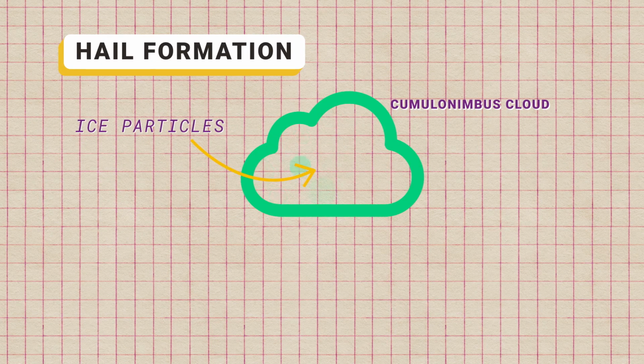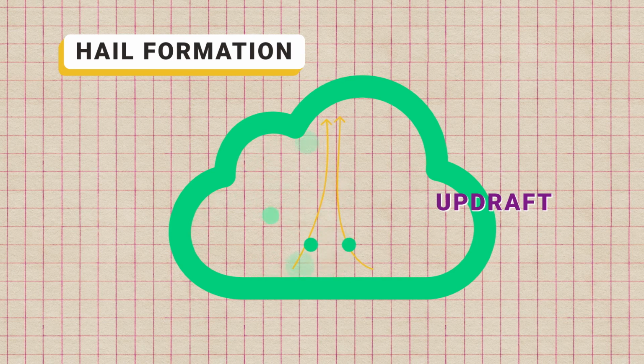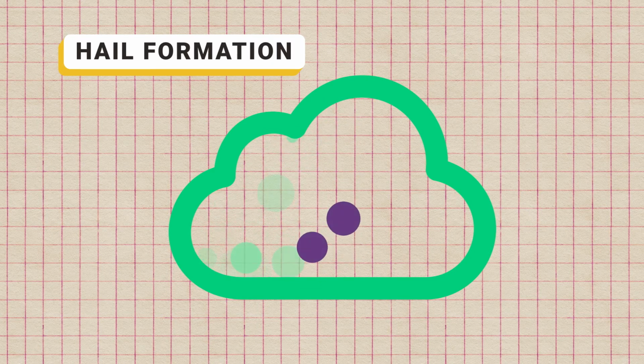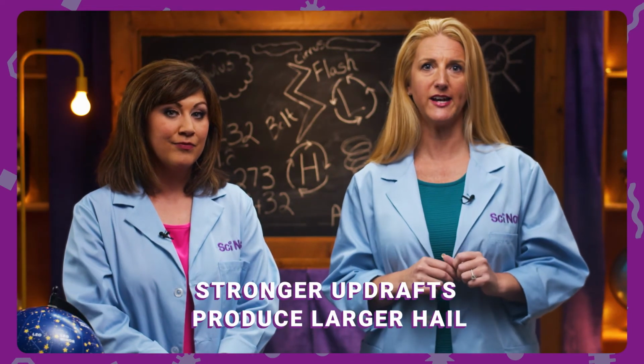A cloud is made up of tiny ice particles. During a thunderstorm, downdrafts will force these crystals downward, where they're going to melt. And an updraft will catch them and bring them back up to the top of the cloud, where they refreeze. When the currents of air within the storm shift or the hail becomes too heavy, it will fall out of the cloud. Hail size grows larger the longer that the hail remains supported by the thunderstorm's updraft. So the stronger updrafts produce larger hail.